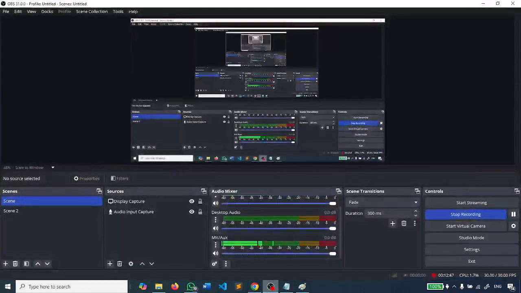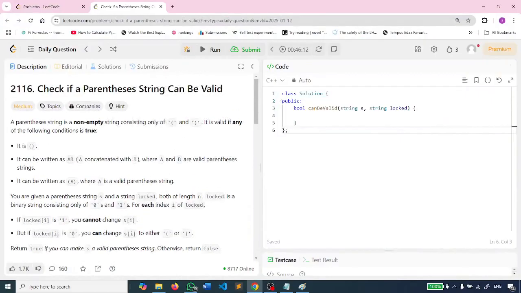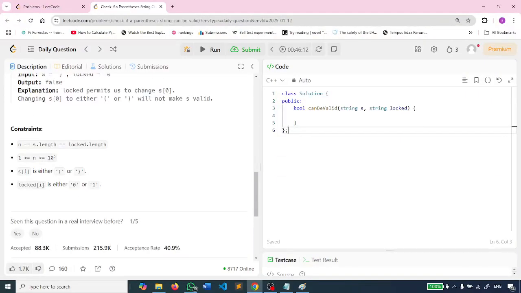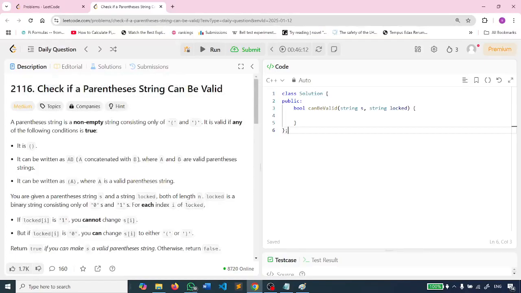How much time is gone? 12 minutes. It's 10 to the power 5, right? The length of the string. Did I misread the problem? Let me actually confirm. Cannot change the cell, but if you can change it, if you can. I think I understood the question correctly only.